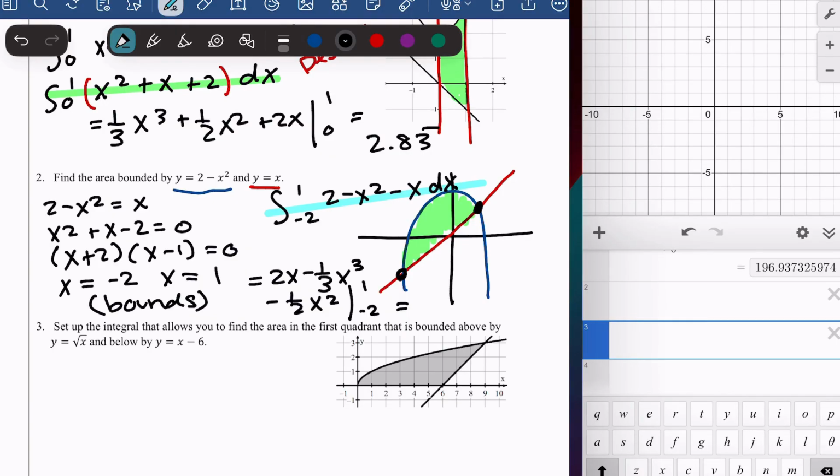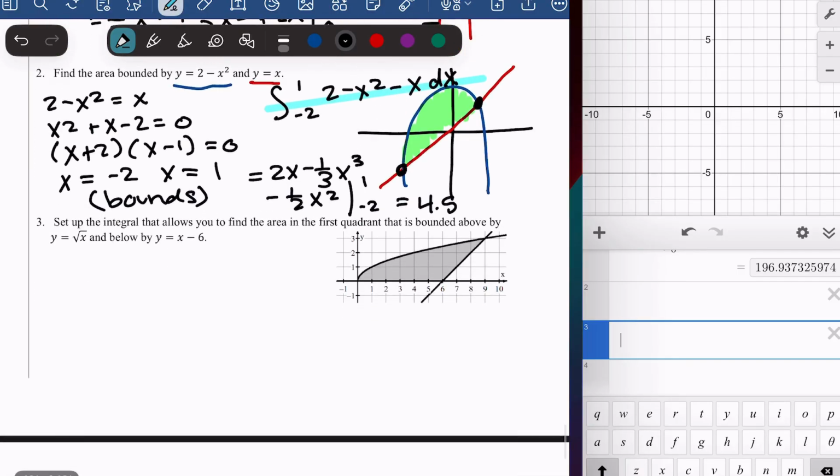Anyone get an answer? 4.5. 4.5. Perfect. 4.5. Okay, any questions on 2?